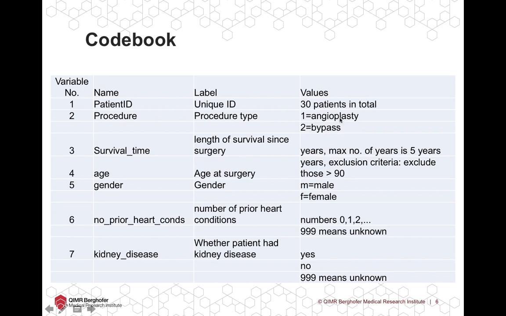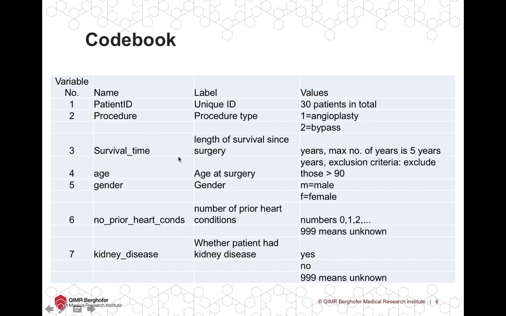The reason why we want to put in numbers instead of the actual word angioplasty or bypass is because when different people enter the data, they might enter angioplasty with different spellings or with different capitalization, and when we go to analyze that using a statistical program, it is case sensitive and it will treat every different spelling as a different value. So putting in numbers gets around that issue.